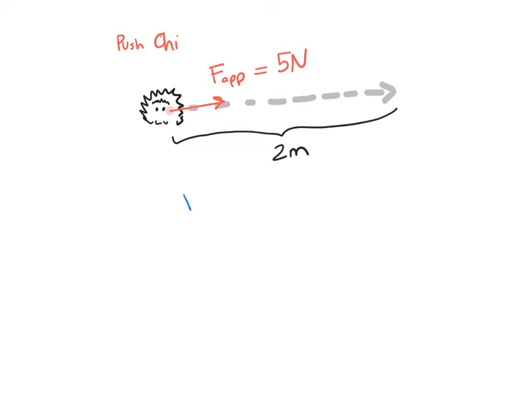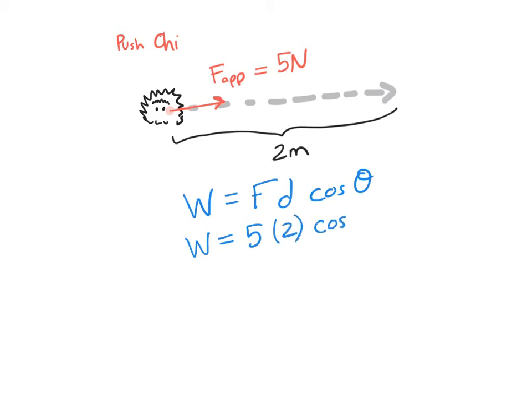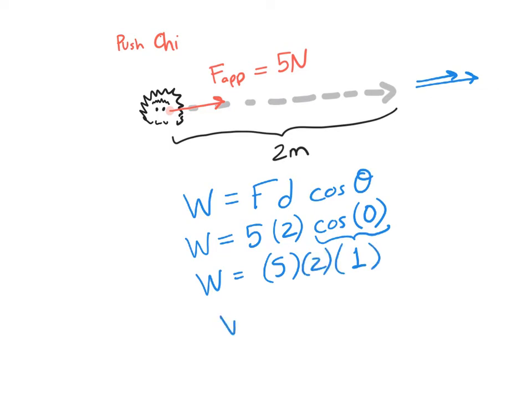So we can say work is equal to force times distance times the cosine of the angle between them. In this situation, work is equal to, our force is 5. The distance that our little chinchilla is traveling is 2. Cosine of the angle between them. They're both pointing the same way, so the angle between them is 0. So work is equal to 5 times 2 times cosine of 0. You're going to put it in your calculator, and you're going to find that it's 1. So 5 times 2 times 1, the work is equal to 10 joules. That's one kind of situation.